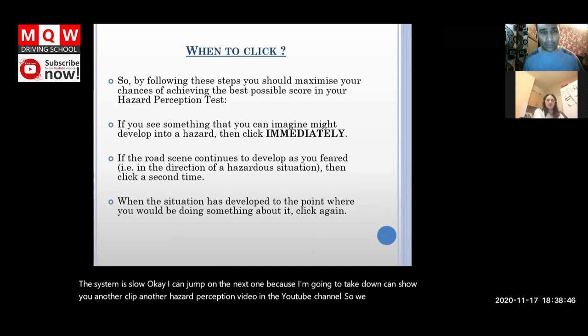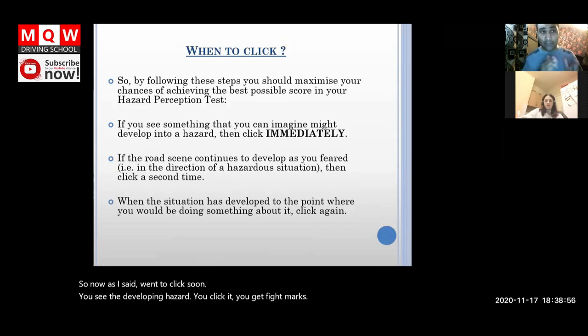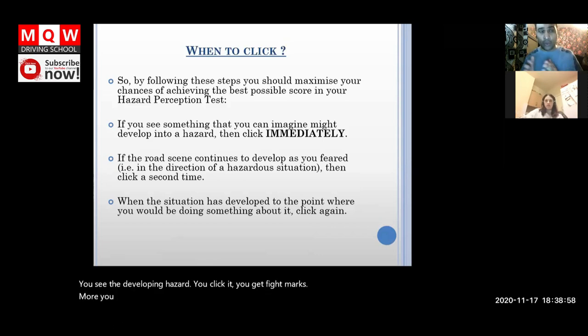Okay, so now, as I said, when to click: soon as you see the developing hazard, you click it, you get 5 marks. The more you delay to click it, you get 4, 3, 2, 1. And if you click it very late or when the developing hazard is too close to your car, you get 0 marks.